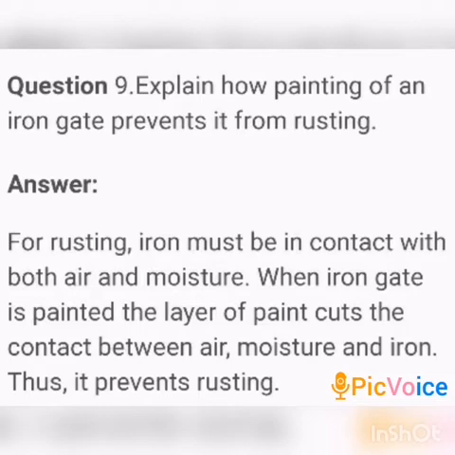Do you understand the answer, children? Both moisture and air are the main factors for rusting. If the iron article is in contact with air and moisture, it is easily corroded. When we coat paint on an iron gate, the contact between the air, moisture and iron is stopped. So it prevents rusting.